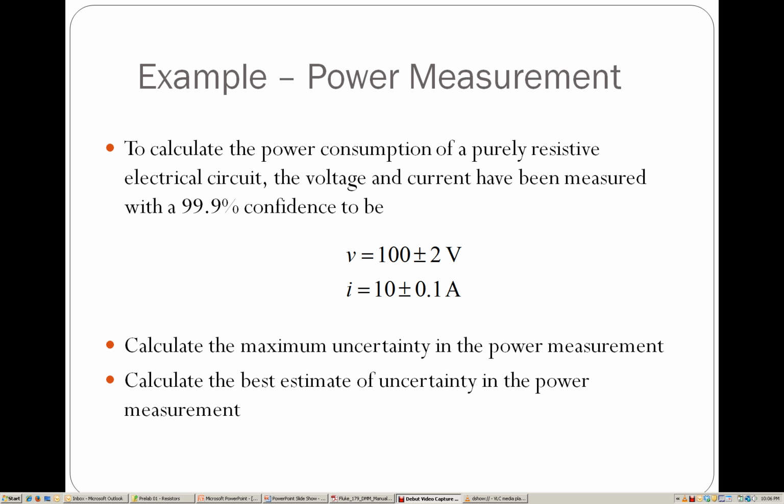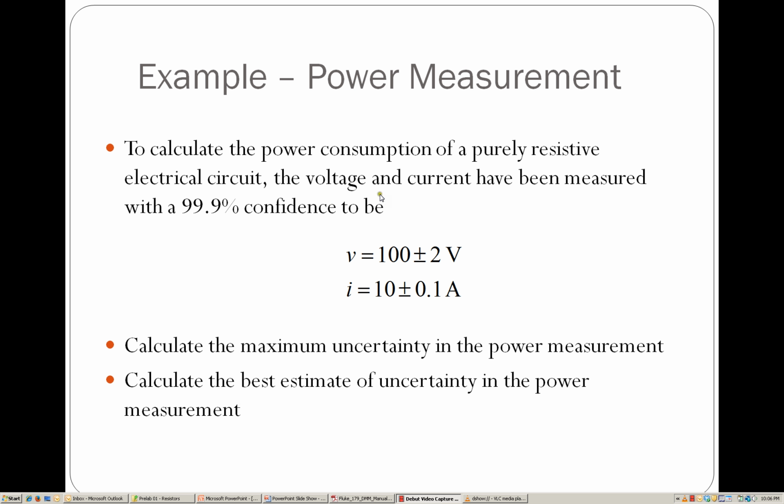We're now going to use the concept of propagation of uncertainty or propagation of error to work some example problems. All right, the first example is a straightforward problem of power measurement. From previous classes in physics, you probably know that to compute the power of an electrical circuit through a purely resistive electrical circuit, we need to know the voltage and the current, and we need to take the product of the voltage and the current to determine the total power.